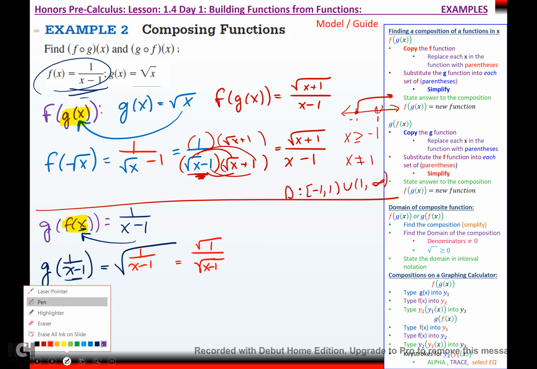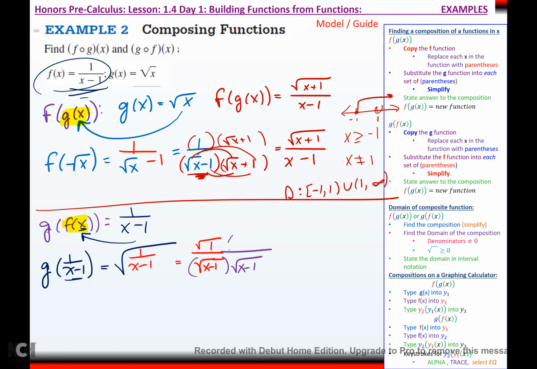Now, it's not a binomial, so I don't have to use the conjugate. I just have to multiply it by itself, and that'll get rid of the square root, but I got to do it on top. So on top, I'm going to have the square root of x minus 1, and on bottom, I'm just going to have x minus 1.